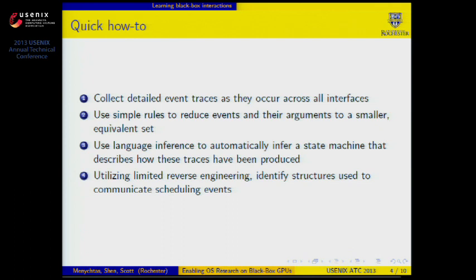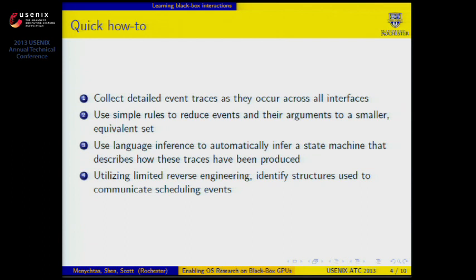So here's very quickly how we're going to go about learning these black box interactions. First of all, we're going to start by collecting detailed event traces as they occur across all the interfaces. For example, at the API level, we might implement techniques like DLL redirection to capture all API calls as they occur. At the memory hardware interface, we might implement techniques like fault injection to capture every memory access to every GPU mapped memory buffer that occurs through an application that is accessing the hardware.